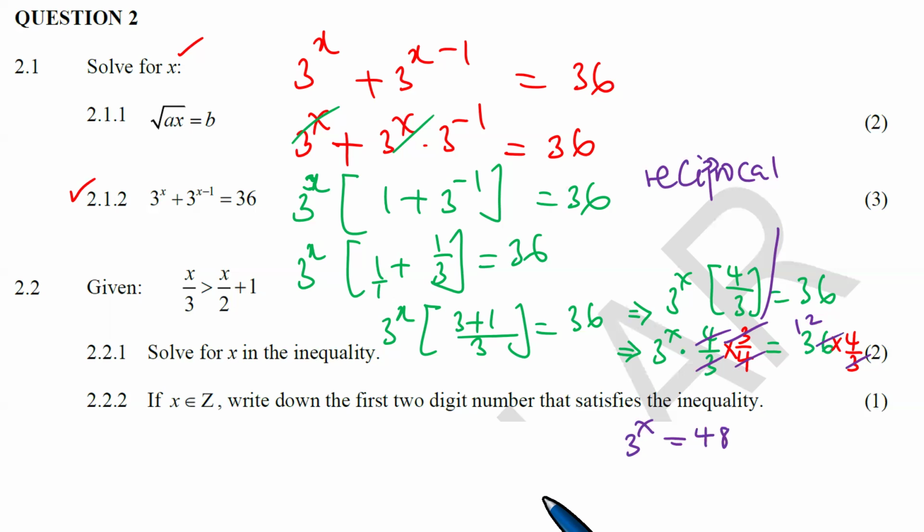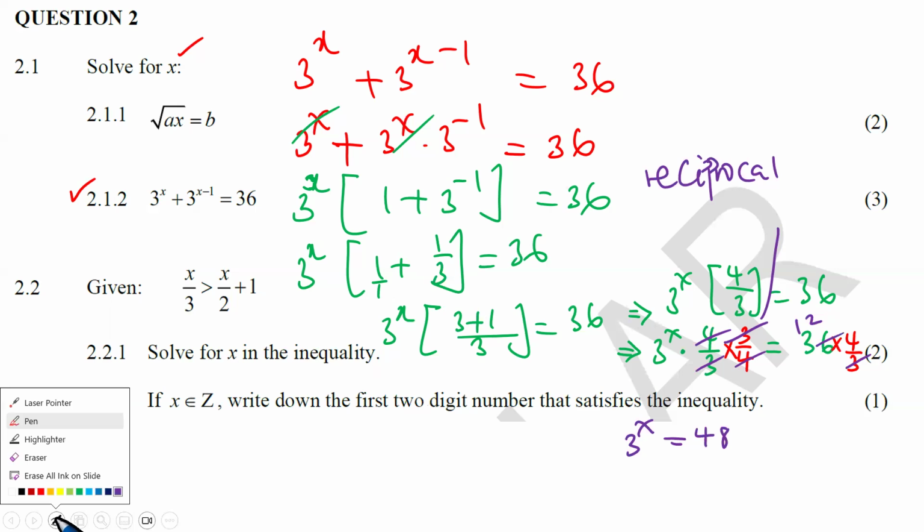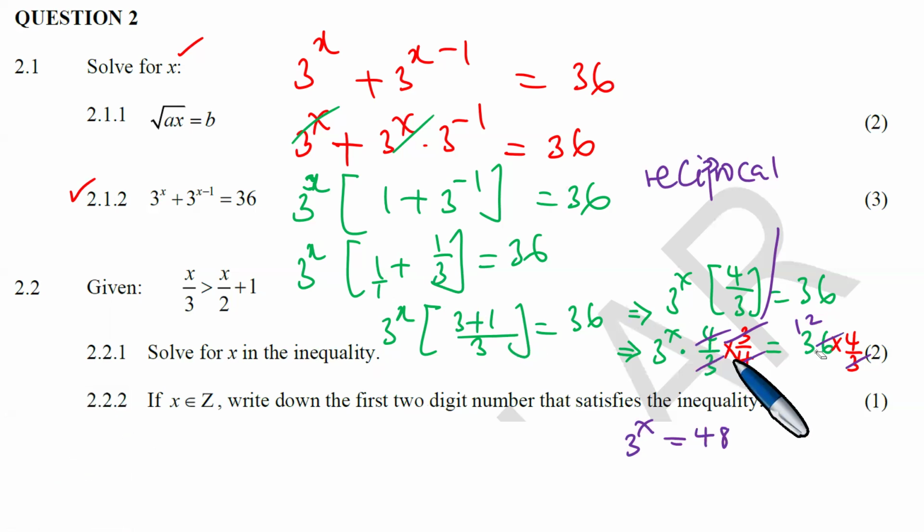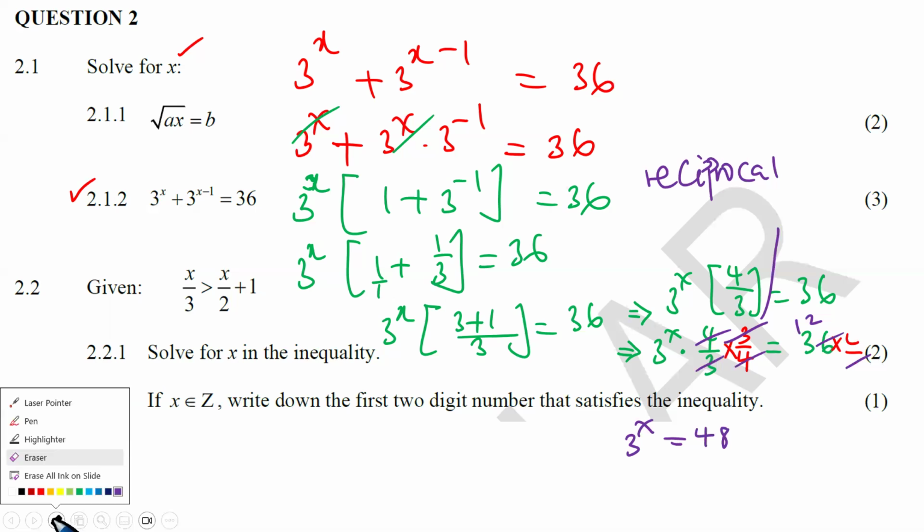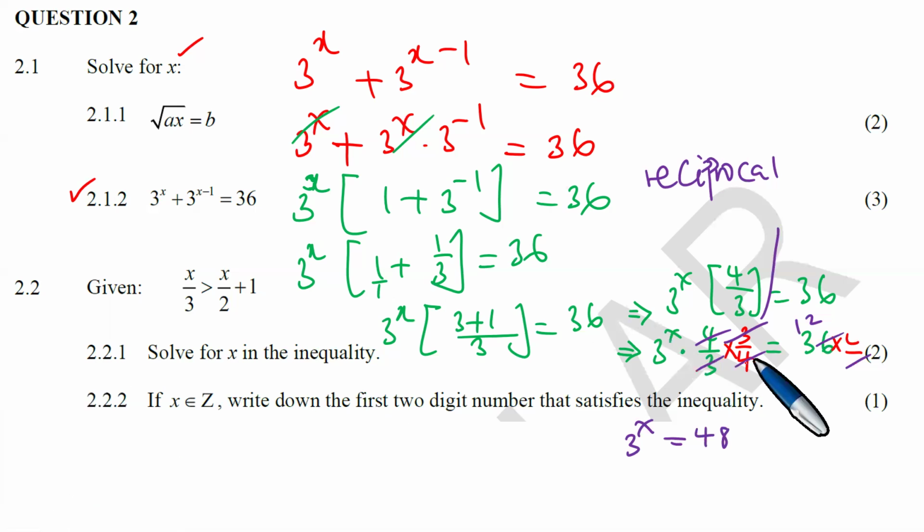Okay, there's a small typo here, because we must multiply by 3 over 4, so this must also be 3 over 4. The red one must be the same, because whatever we do on the left must be done on the right. Whatever we do on the left must be done on the what? On the right.